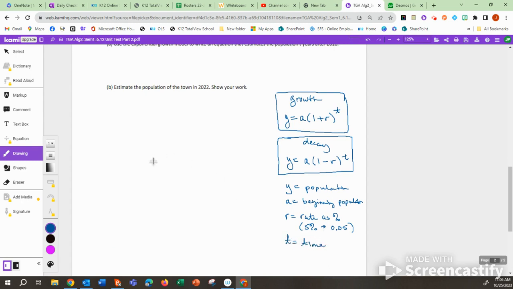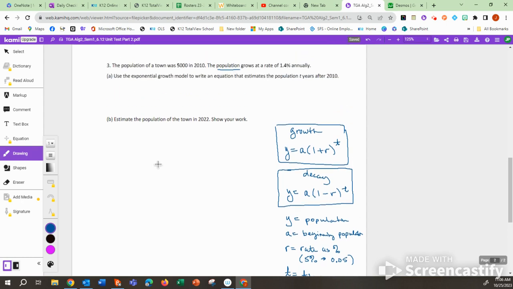So in a lot of problems, you have to read the problem and decide whether to use the growth formula or the decay formula. This one uses the word grow right here, which tells you this is the formula to use. In the A part, it says growth model again. So that's telling you to use this first equation. And you just have to figure out where to put everything.